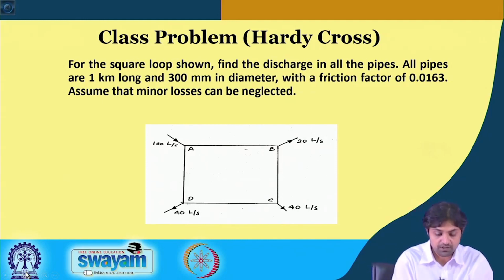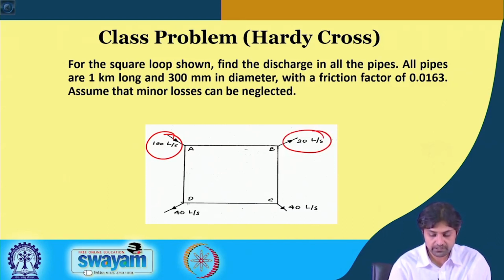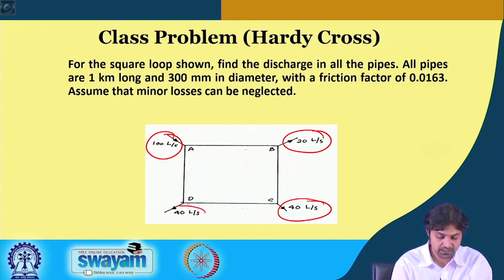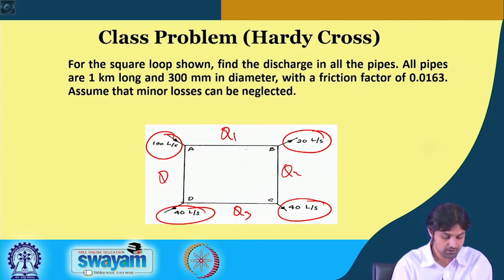A discharge of 100 liters per second is entering from here, and there is an outflow of 20 liters per second here, an outflow of 40 liters per second here, and again an outflow of 40 liters per second here. Using the Hardy-Cross method, what we have to do? We have to find Q1, Q2, Q3 and Q4.